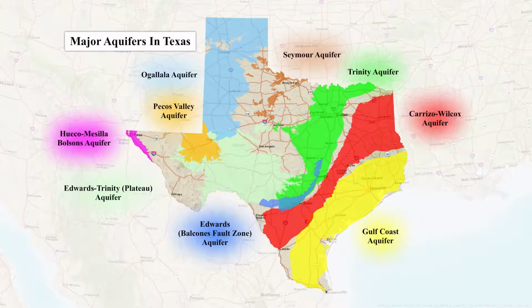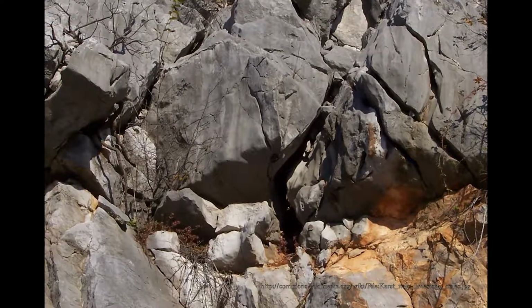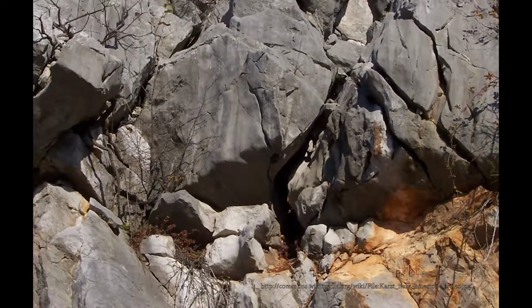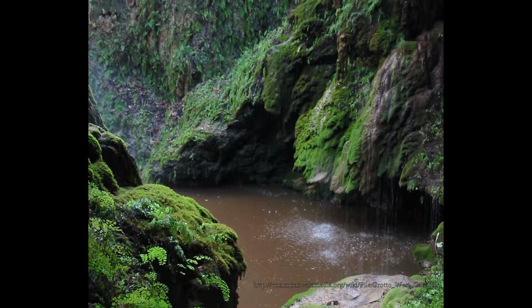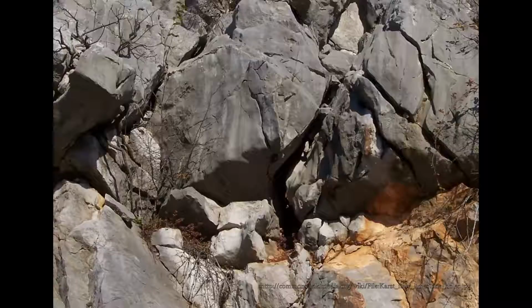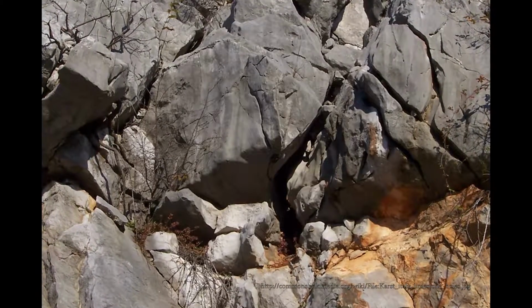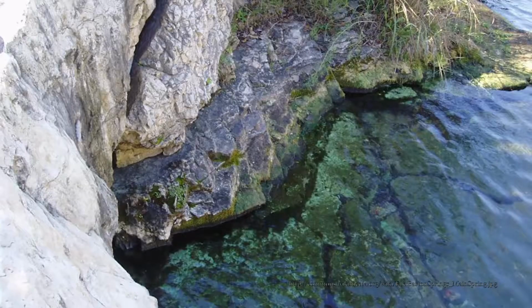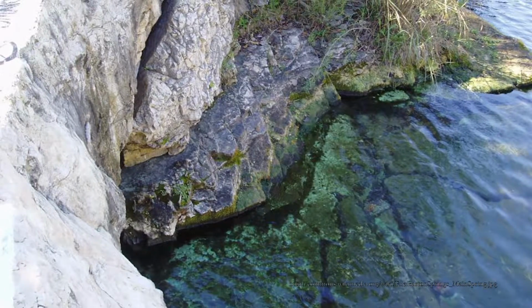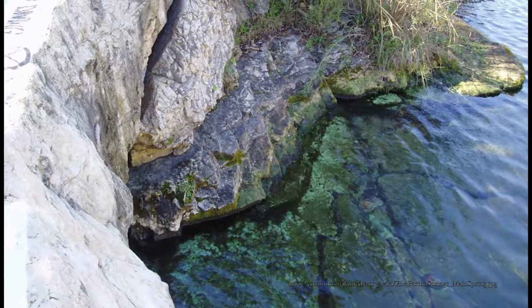The 3 other major aquifers, the Edwards Aquifer, sometimes referred to as the Balcones Fault Zone, the Trinity Aquifer, and the Edwards-Trinity Plateau Aquifer, consist either mainly or partly of limestone. Water in limestone aquifers is held in crevices and caverns left by the dissolution of the limestone by groundwater. This subterranean landscape is known as karst, and it is highly permeable.